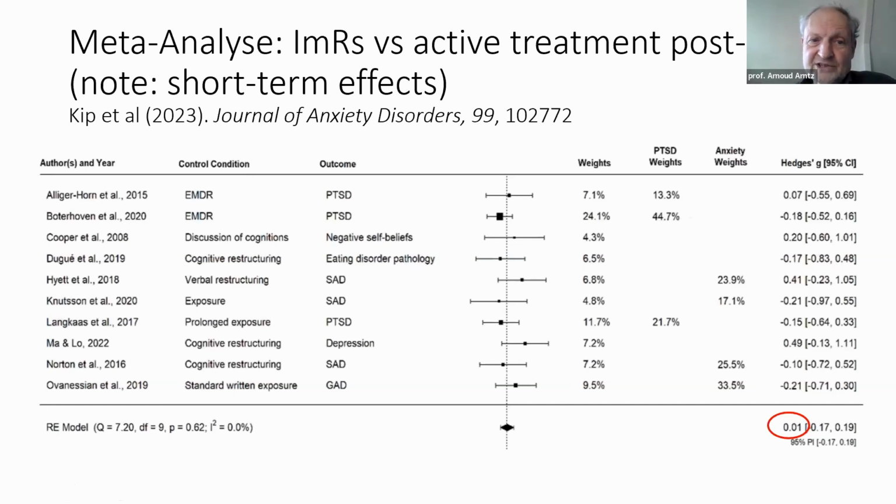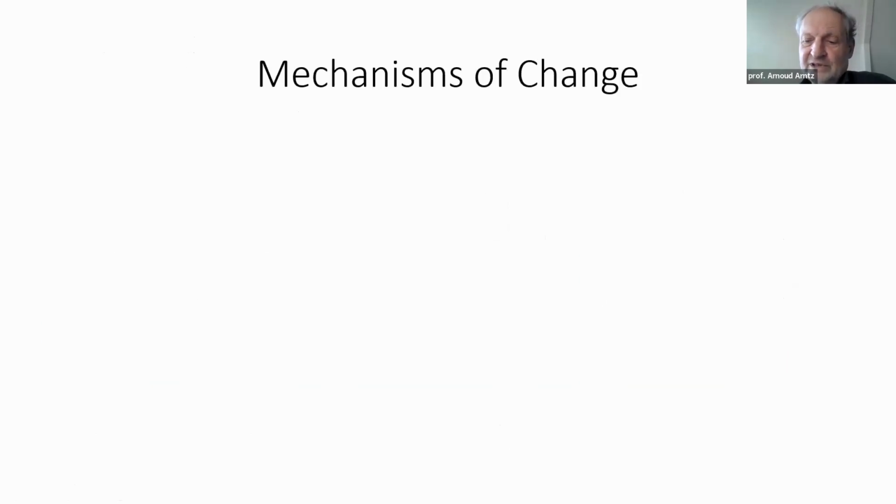However, as you saw in some of the figures I shared, imagery scripting tends to have additional effects in the longer term. So what we need is really a meta-analysis of the longer term effects. Then let's have a look at the mechanism of change, because that informs us about what is underlying this sort of fantasy, this sort of strange technique, maybe.